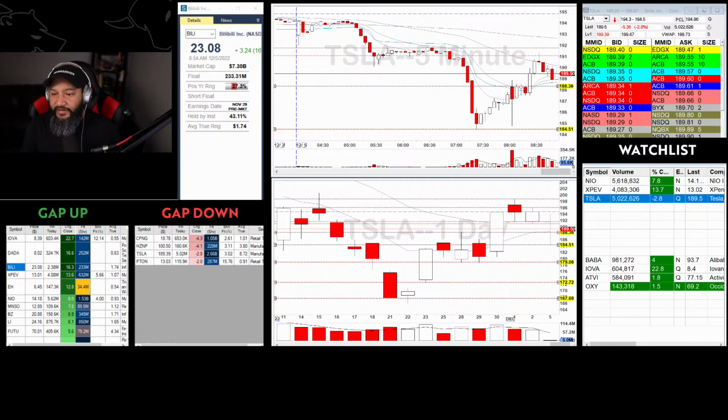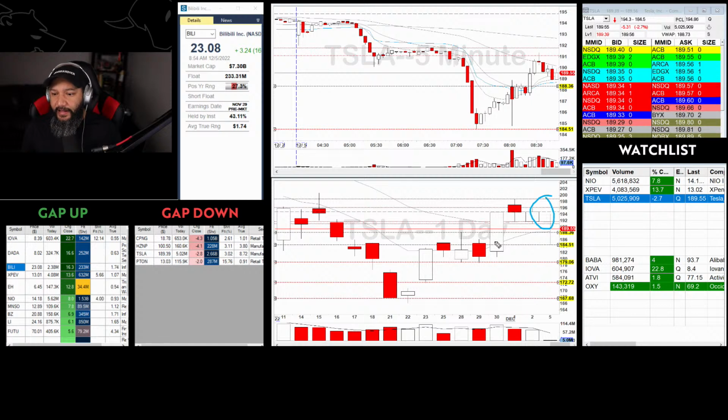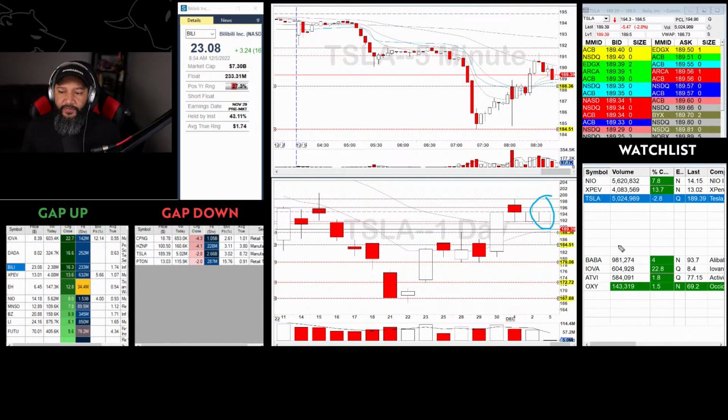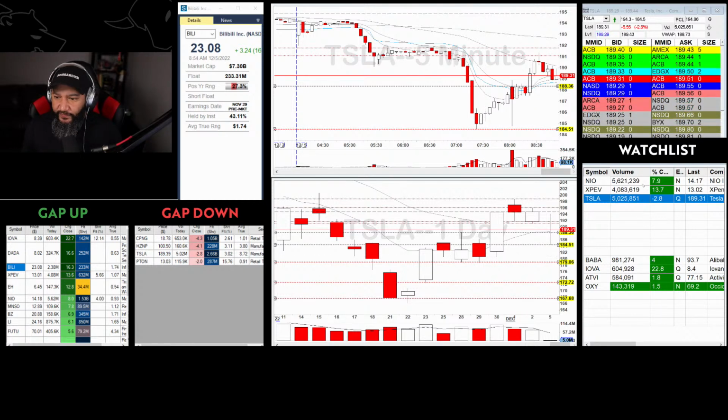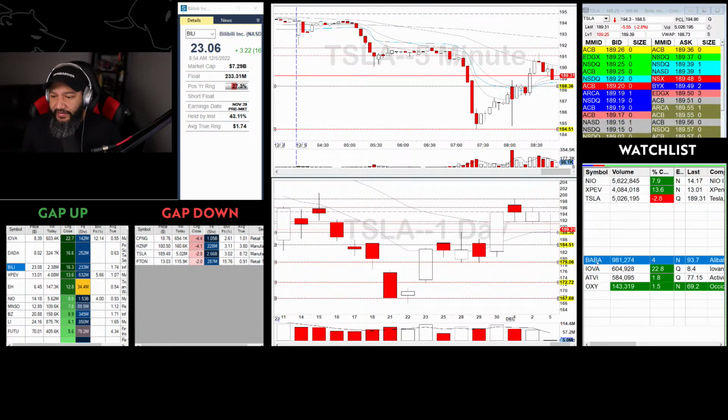So we got plenty of levels on Baba. Towards the top, we have plenty of stuff as well. Highs and lows for the last 2 trading days. Do not need to add anything more, plus your previous day close. So let's see. Very active, guys. 5 million shares traded so far. So this thing is pretty active at the moment.